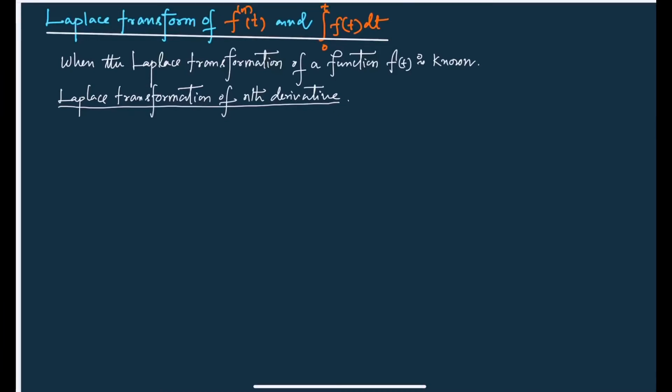So today we are going to learn the Laplace transformation of the nth derivative of a function of t, and the integration from 0 to t, where 0 is the lower limit and t is the upper limit, of f of t dt. When the Laplace transformation of f of t is known, then we can transform the nth derivative of a function.